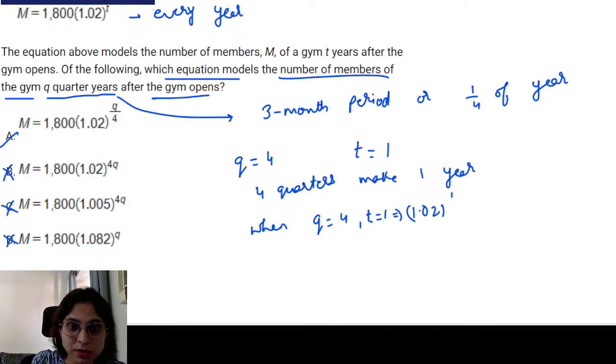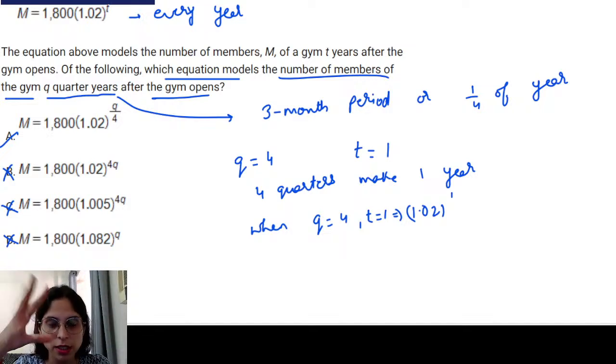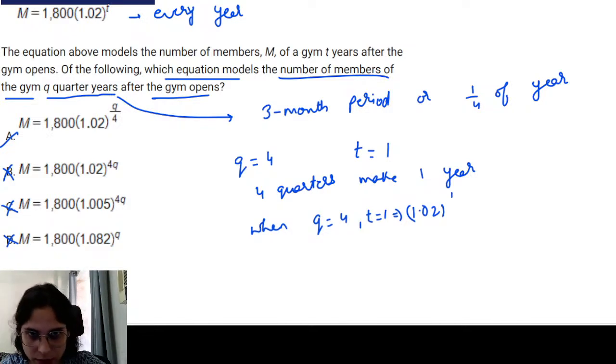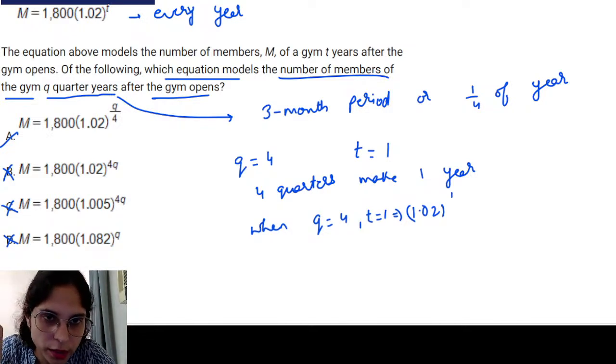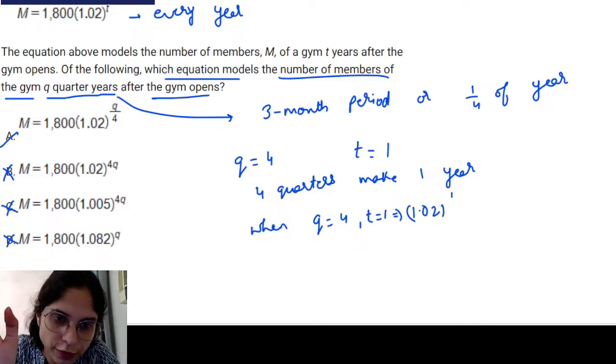Yeah, because I was confused, this quarter years is after 4 years or 4 times in 1 year. If it were after 4 years, then option will be B. Alright? That is why I was like, I have to confirm what is this quarter year. So quarter years means 3-month period or 1/4 of a year. Okay, so 1/4 of a year means q over 4.